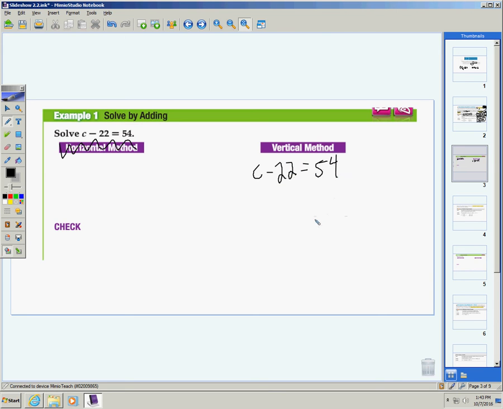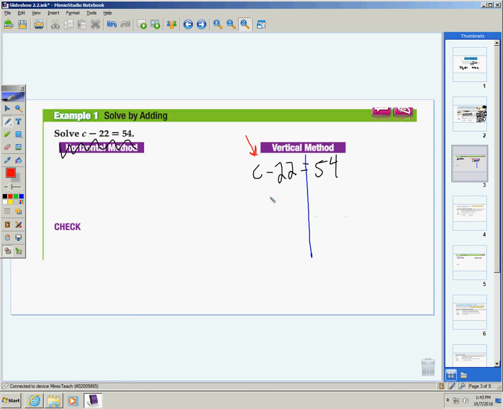Whenever we are solving an equation, even if it's the easiest equation in the world, I want you to start by drawing a line down through the equals sign. And now that we've got that, I can easily see the two sides of my equation. What I'm trying to do in an equation is get this variable by itself. So how am I supposed to get c by itself? Basically boils down to, how do I get rid of this minus 22?